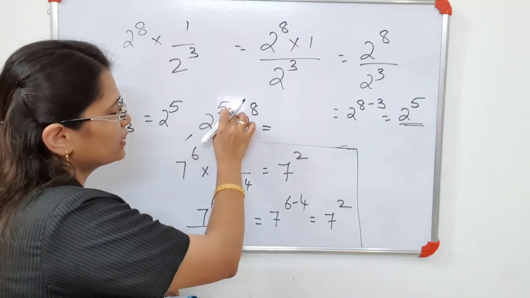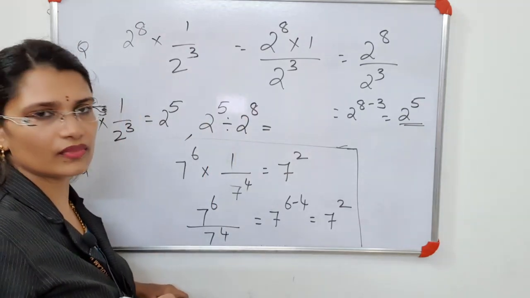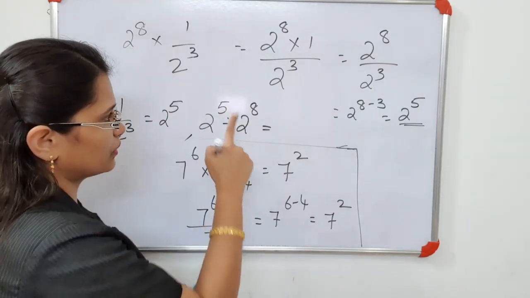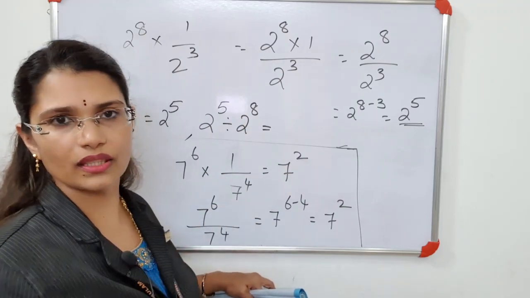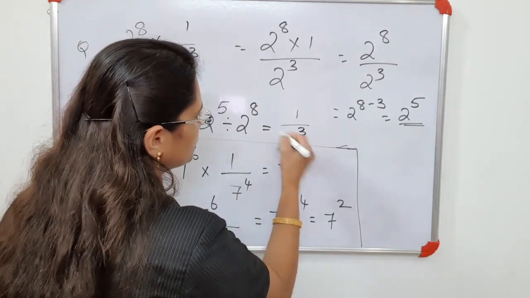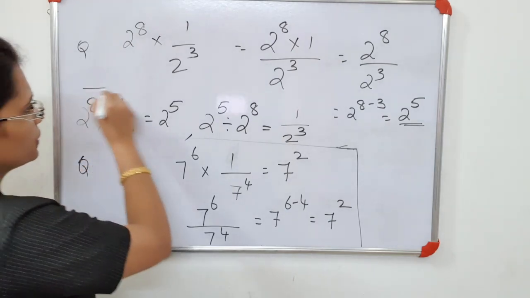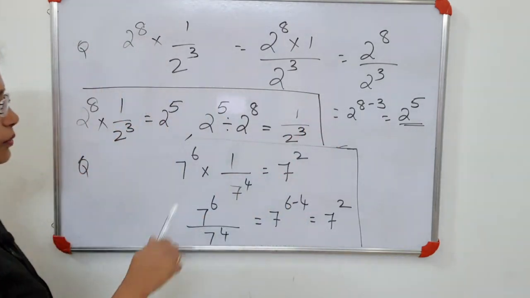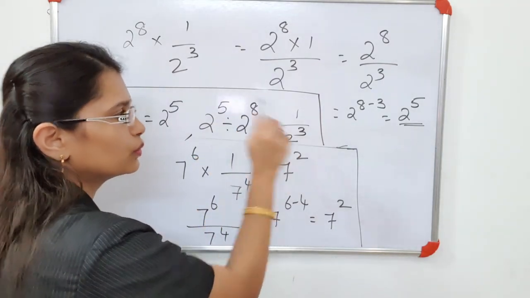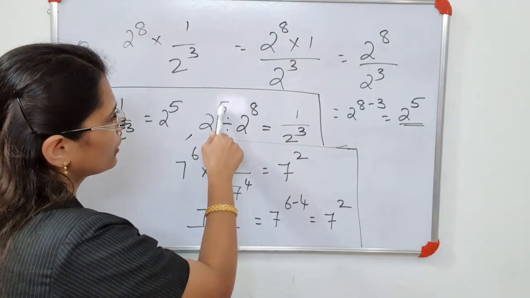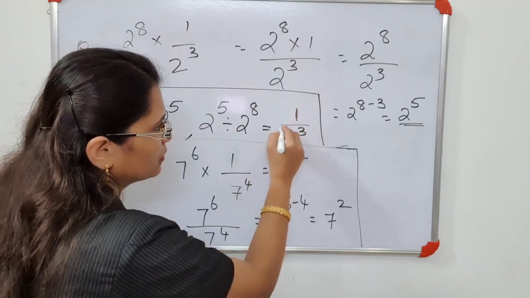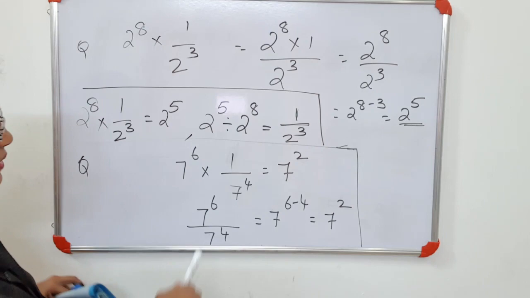But here m is smaller than n, right? This power is m, this power is n. So this is smaller than this, so you cannot write 8 minus 5. 5 minus 8 only you can write. That is equal to 1 by 2 cube. Understood? 1 by 2 cube. If the question is reversed, 2 raised to 8 divided by 2 raised to 5, you will get 2 cube as the answer. But here 2 raised to 5, the first number, that is m, is smaller than n, that is why 1 by 2 cube.